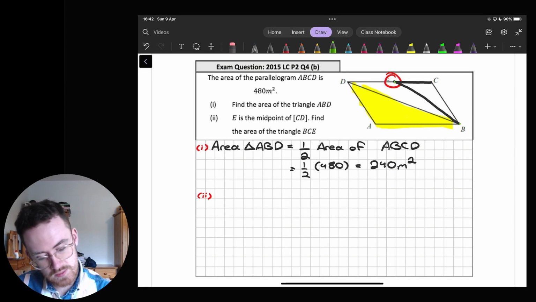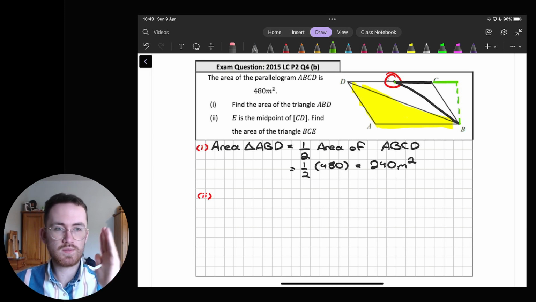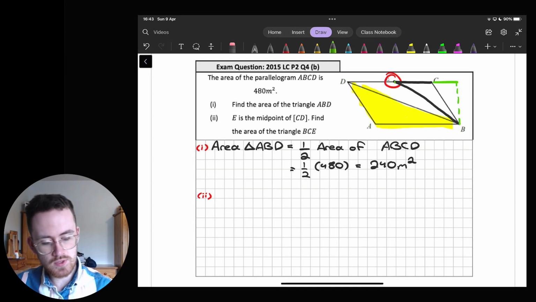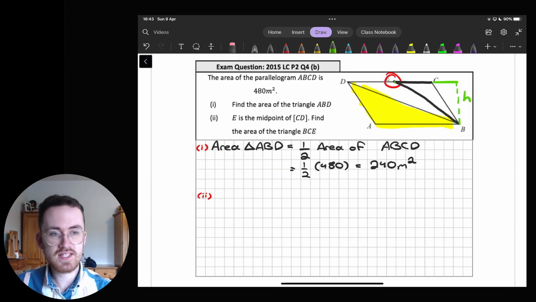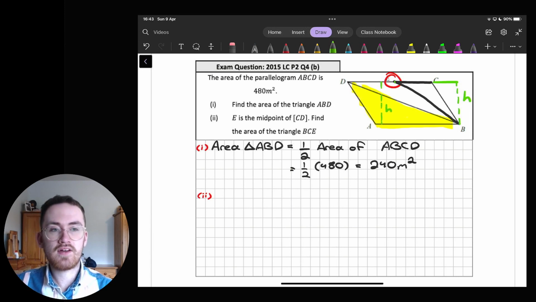So say we take from this point here, if it was straight down, it would have to go straight down here so that it falls perpendicular to where the base would be. So it's essentially perpendicular with the line that the base is on. We could take that to be the height of this triangle if we took CE to be the base. What we should notice is that that height would be the same as my perpendicular height for my parallelogram.